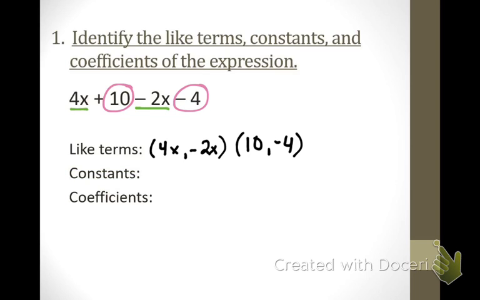10 and negative 4. Okay, remember, it matters whether or not you have that negative sign there. All right, and then once again, you just told me that coefficients are the number part of the variable term. What are my variable terms that you see up there? 4x and negative 2x. Now, I don't want the variable part. I only want the number part of the variable term. So what are my coefficients? 4 and negative 2. Any questions on number 1?